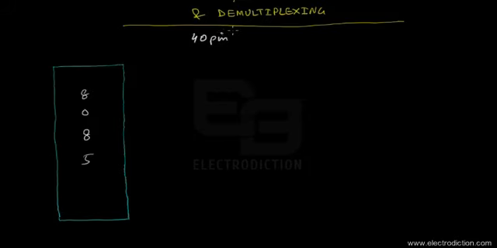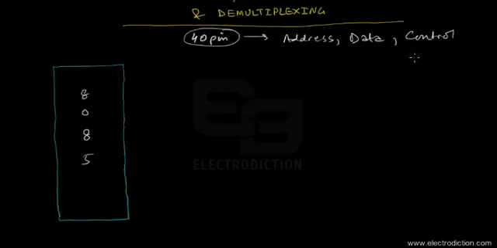In all these 40 pins, it contains address pins, data pins, and then a few pins for controlling peripheral devices and all. So all these functions together are controlled by the 40 pins present on the 8085 microprocessor. Here we're going to focus our attention on the address and the data pins concerned.